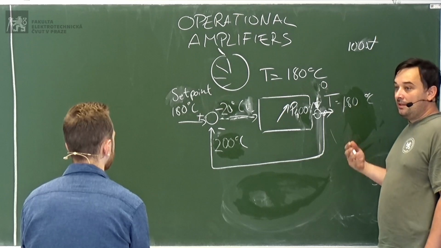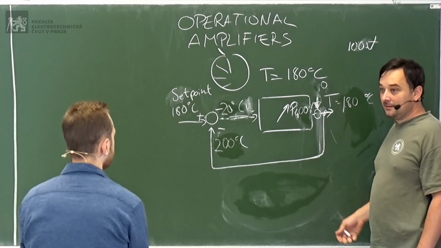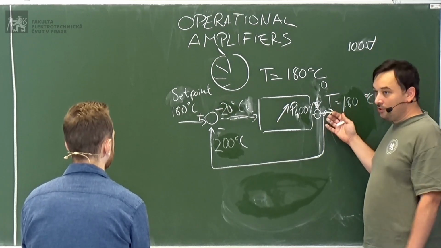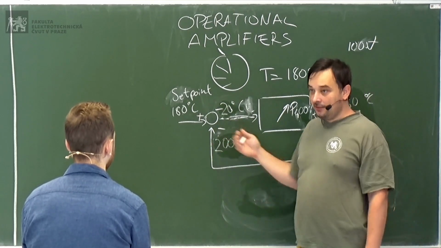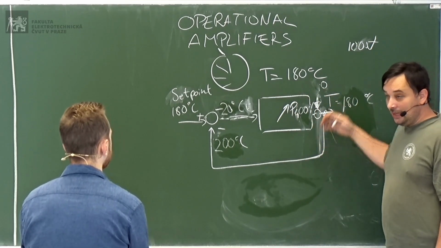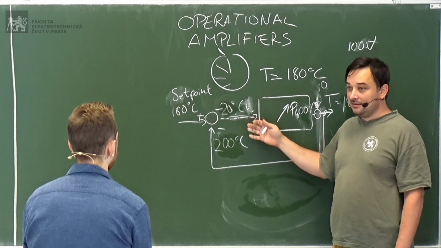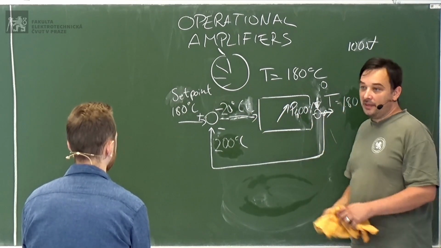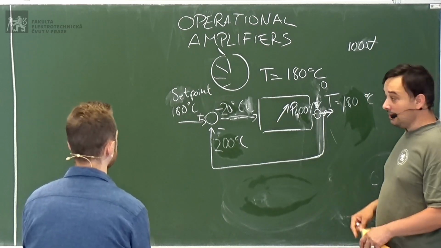So this system is self-regulating. It's able to read what you achieve and change it back, okay? So every time it reads the output, and it will adjust the power it gives to the oven in order to have the correct temperature that you want.